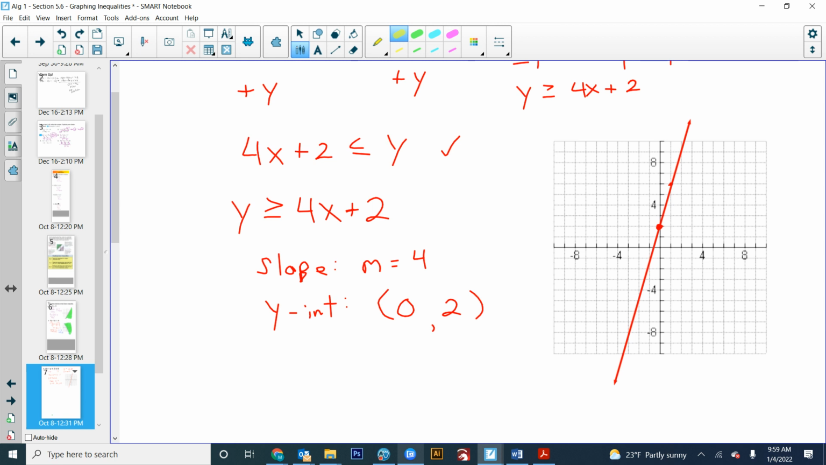Logan, the shading master. I always thought you were a little shady. Should we shade above or below? Below. Y is greater than or equal to 4x plus 2. Above. It's okay. I'll give you another chance later. We'll still be the shading master.